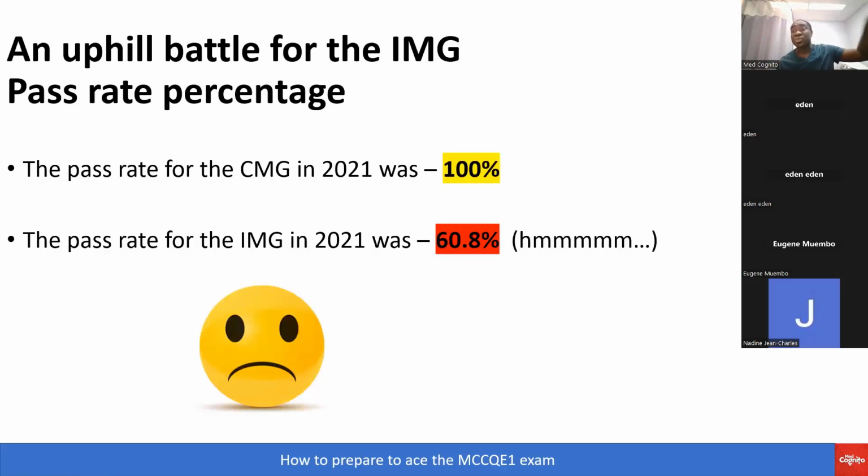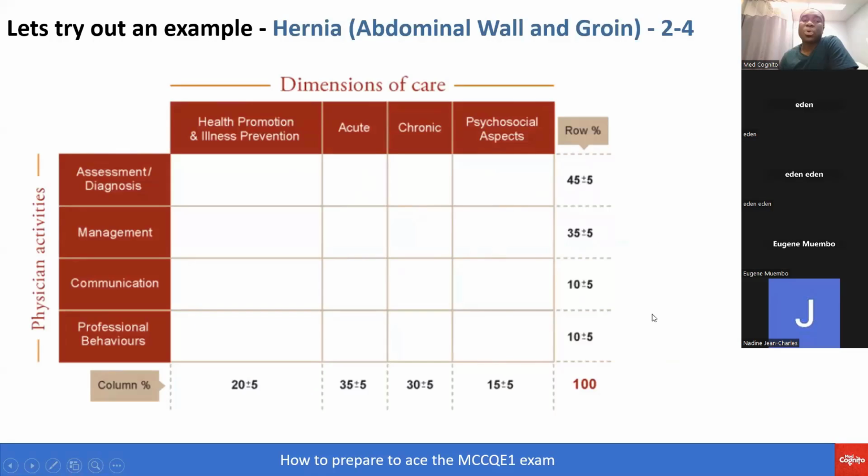The pass rate in 2021 for CMGs, that's Canadian medical graduates, was 100%. The pass rate for the IMG group in 2021 was 60.8%. Yes, so this is very important.